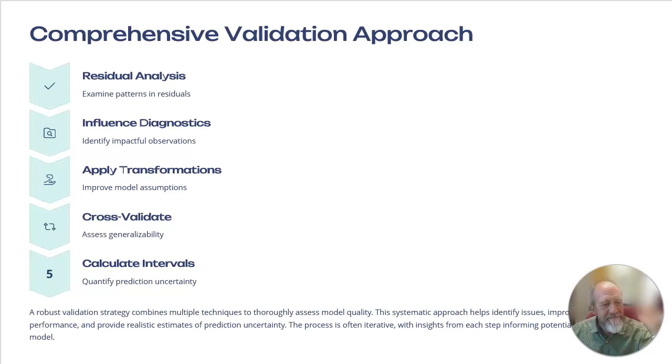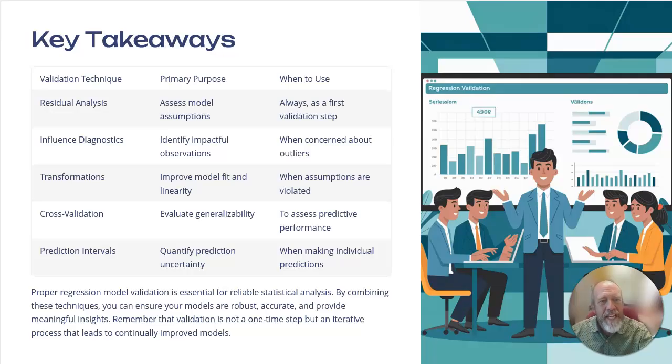That's it. I'm going to give you one last thing. There are some key takeaways here: residuals, influence diagnostics, transformation, cross-validation, and prediction intervals. They should all make perfect sense to you. I'll leave the slide up as I go through the last 30 seconds of this.